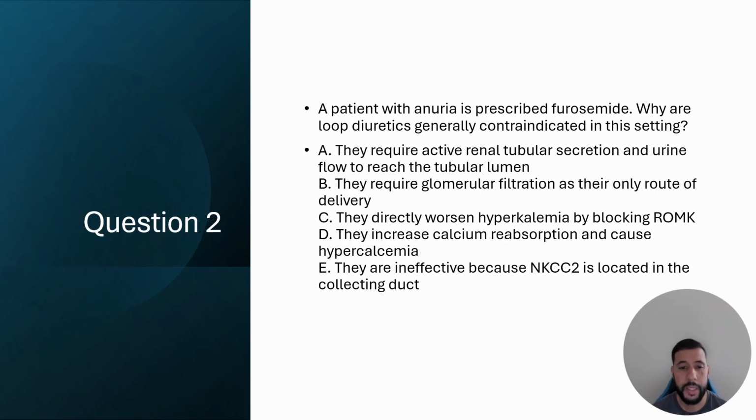Question number 2, a patient with anuria is prescribed furosemide. Why are loop diuretics generally contraindicated in this setting? A, they require active renal tubular secretion and urine flow to reach the tubular lumen. B, they require glomerular filtration as their only route of delivery. C, they directly worsen hyperkalemia by blocking renal outer medullary potassium channels. D, they increase calcium reabsorption and cause hypercalcemia. Or E, they are ineffective because sodium-potassium chloride cotransporter 2 is located in the collecting duct.